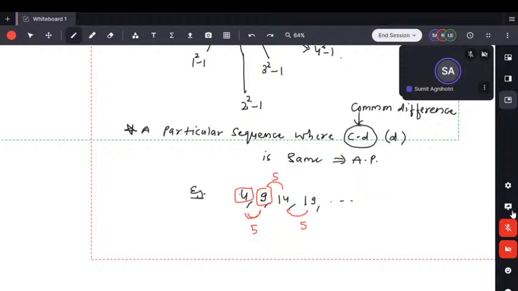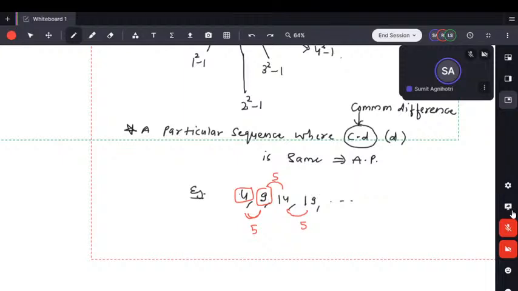All right. Okay, now let's consider one more example. Let's say you have 0, then you have 3, then you have 6, then you have 9, then you have 12. Can you tell me what is common difference that you observe? Sir, the common difference here should be 3.